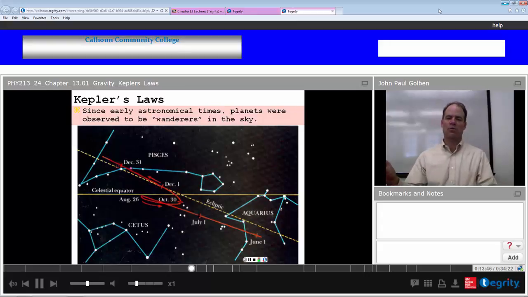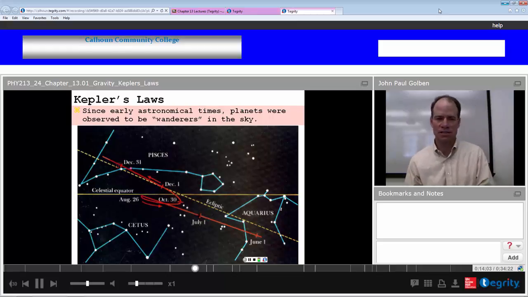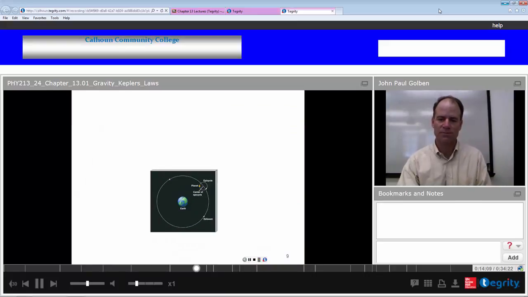So the planets would wander in the opposite direction, and every once in a while these planets would do a loop-de-loop in the sky. They would wander back this way, and then they'd kind of come back the way they were coming from, and loop around, and then continue on their way. And these ancient astronomers were trying to figure out what was going on with these wandering bright objects.